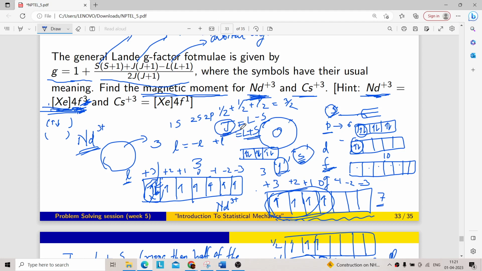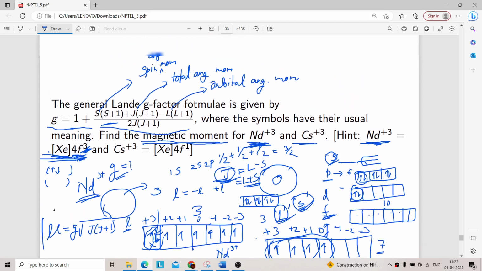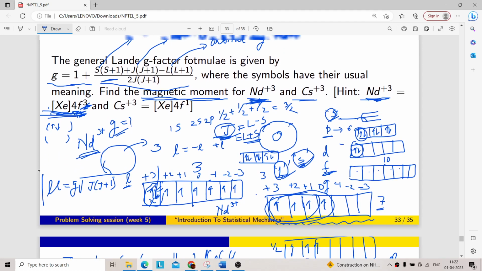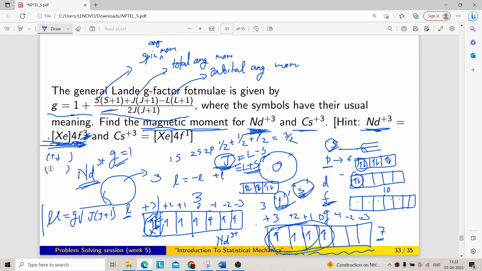So we got J, we got L, we got S, then we can put all these values in this Landé g formula, then we'll get g. We got g, now we have J, then we will put this in the magnetic moment formula, then we'll get the magnetic moment, root of J into J plus 1. This is the procedure to calculate the magnetic moment. Right.